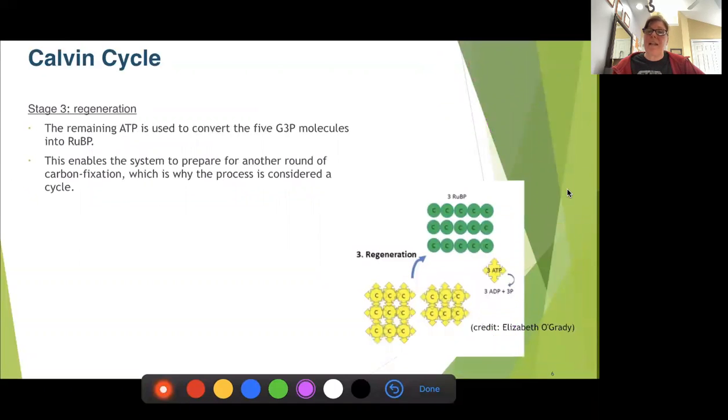Then we're going to take the remaining 5 G3Ps and we're going to rearrange them. And that also needs more ATP. So we need more ATP from the light reaction to regenerate our RUBP.